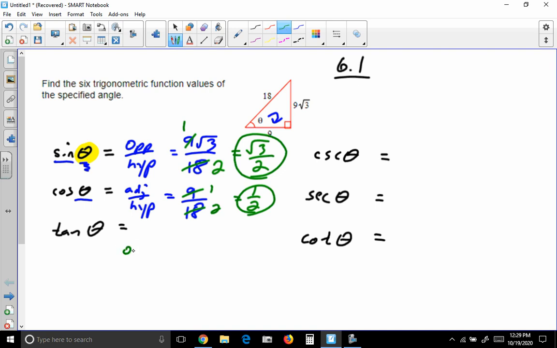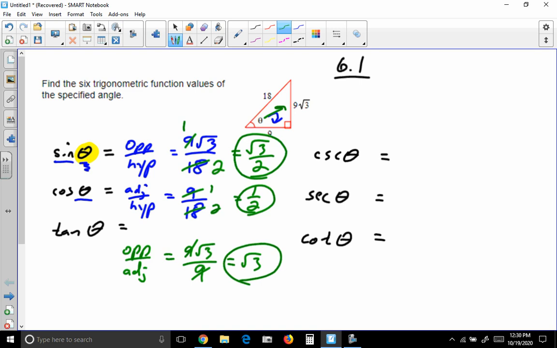Tangent theta is opposite of theta over adjacent to theta. So opposite of theta is 9 root 3, and the adjacent side to theta is 9. And that reduces to the square root of 3.